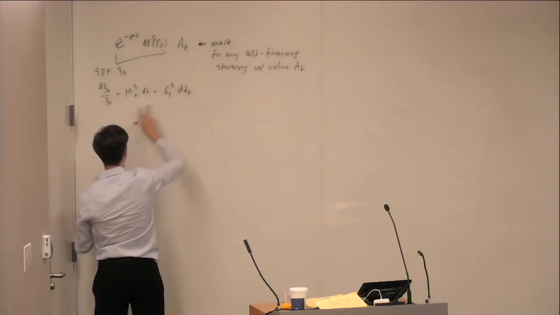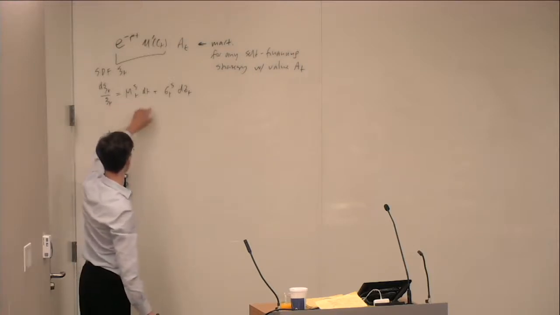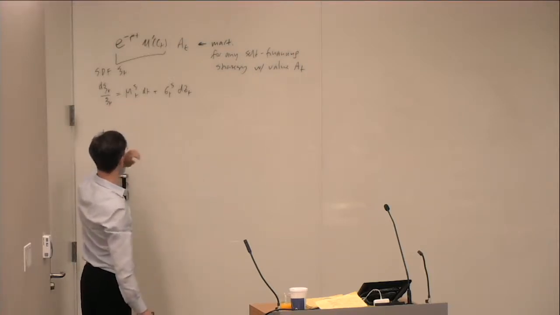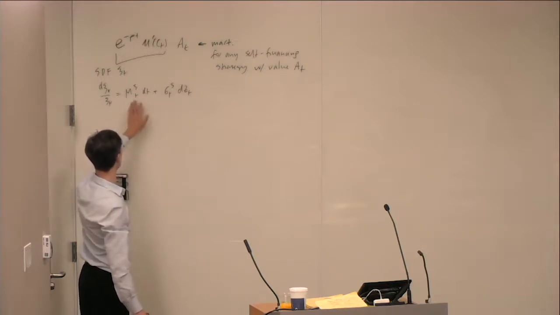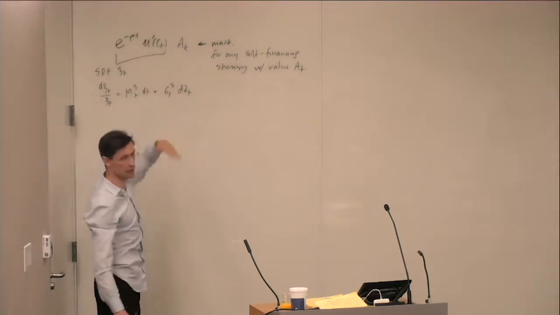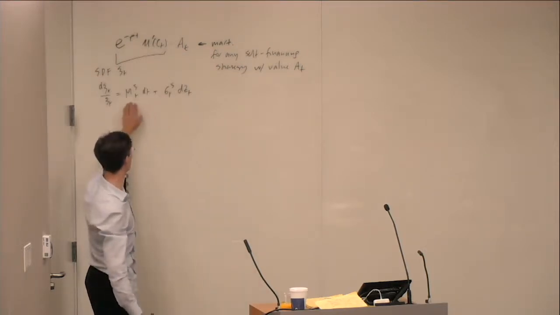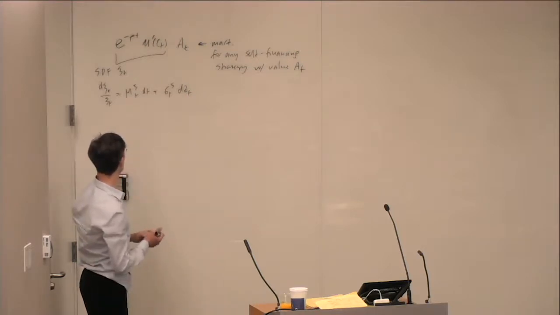This is Brownian motion. I'm writing it with some drift and some volatility, and basically assuming a world where everything is driven by Brownian motion, so all processes are diffusion processes, which can be written with some drift and with some volatility. Okay.